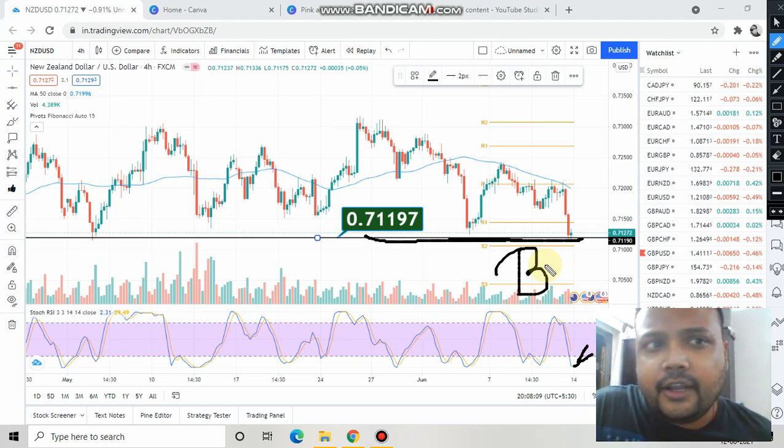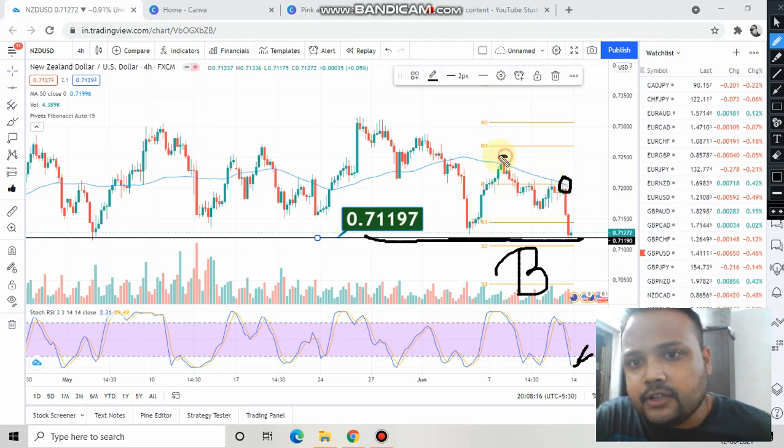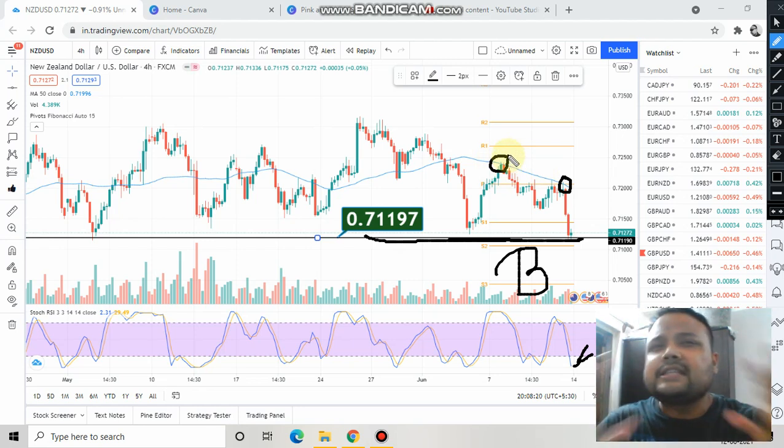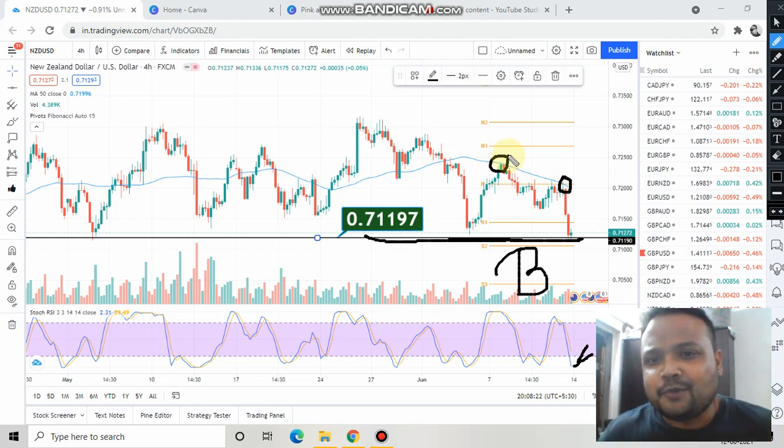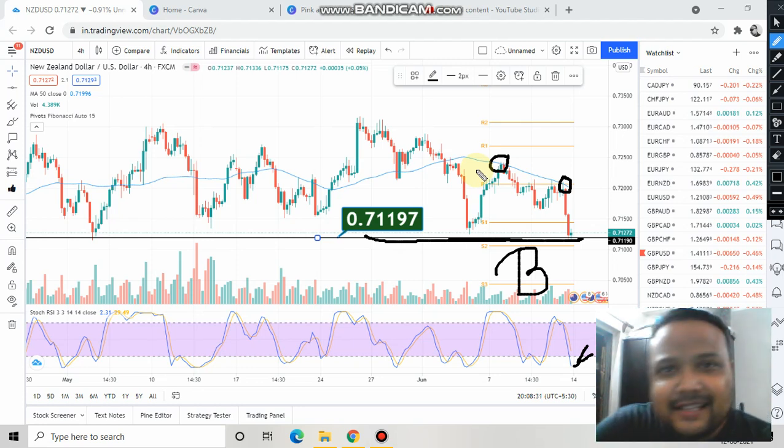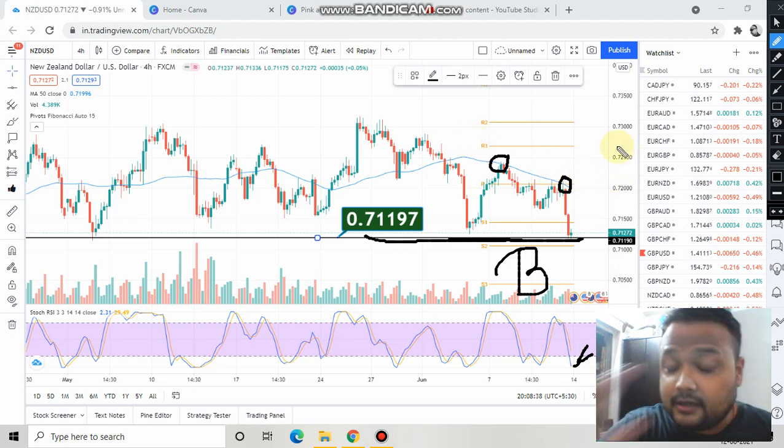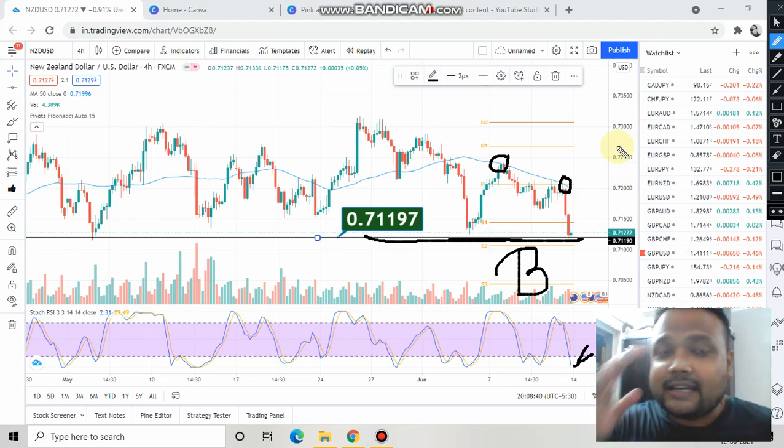And your second trading opportunity on this chart is, you can see that this blue line is a 50 moving average, and it is acting as a resistance also. Whenever the market is trying to go up and cross the 50 moving average, it is not allowing the market to cross. Which means that the 50 moving average is acting as dynamic resistance to the market.